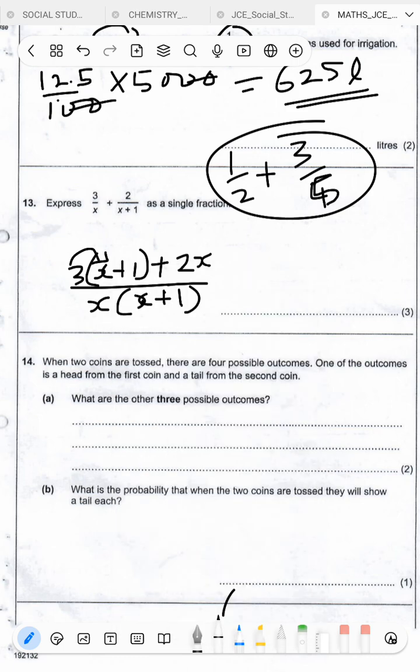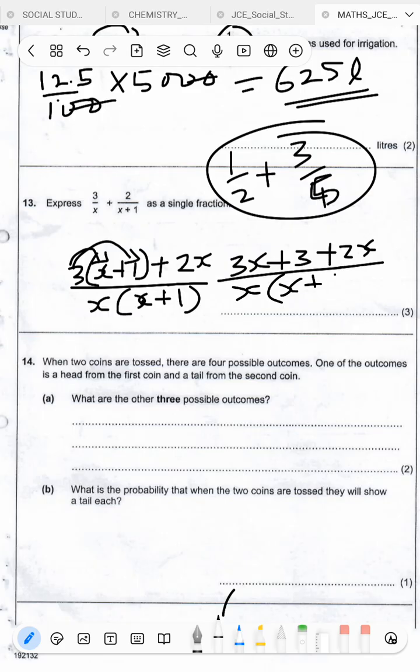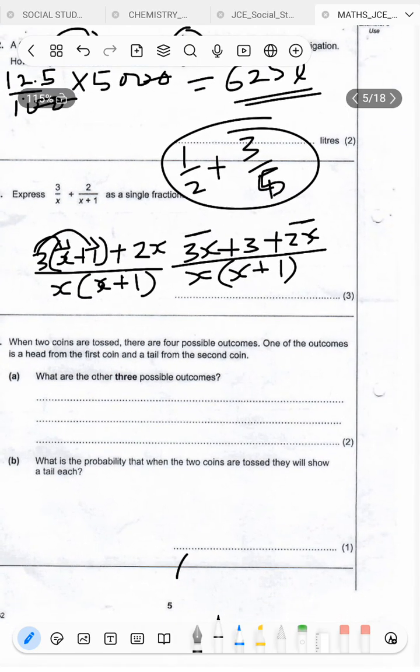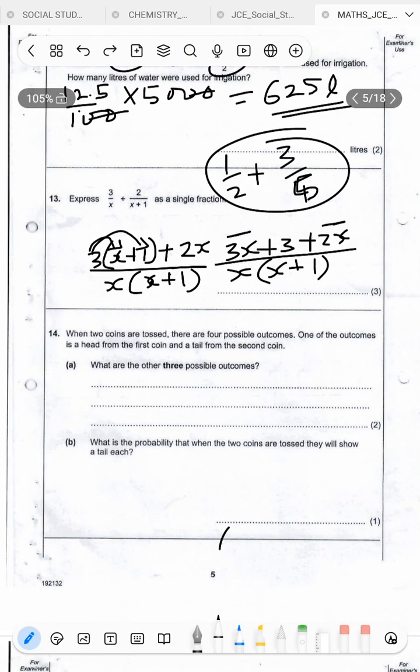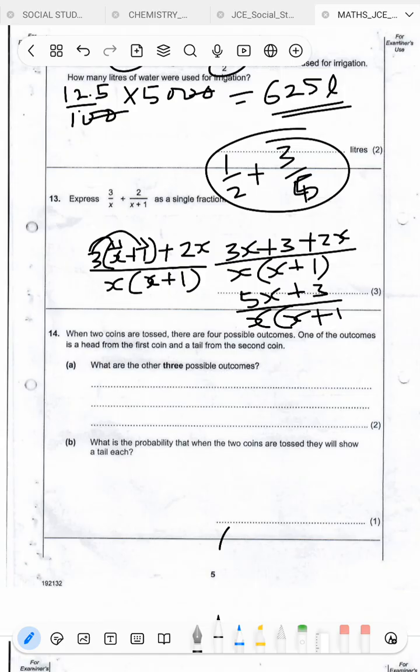So we just distribute this. So 3 times x, that's 3x, plus 3 times 1, that's a 3, plus 2x all over this guy here at the bottom, x plus 1. Are we done? No, we're not done, because we have to simplify. You have an x term here, you have an x term, so you can combine those two. So when you combine that, it becomes 3x plus 2x, that's what? That's 5x plus 3 all over our denominator there, x plus 1.